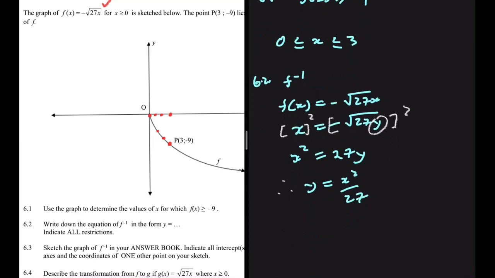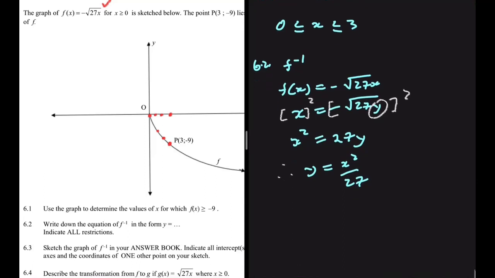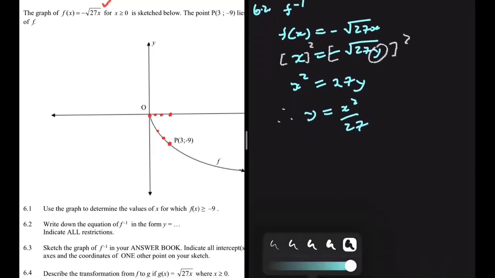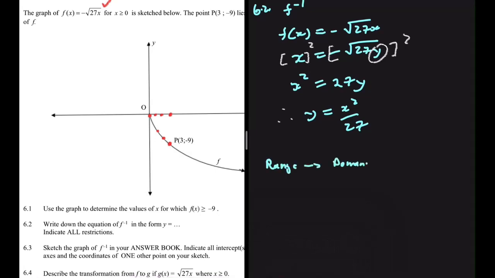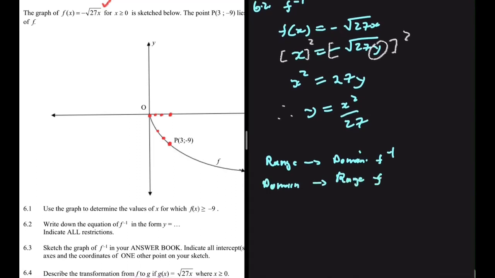So this is the inverse of f of x, but we are told that we need some restrictions, right? So what restrictions are we even talking about? What you have to know is that the range of the graph of your function will be the domain of the inverse, and the domain of the original function will be the range of the inverse. That is how it works.